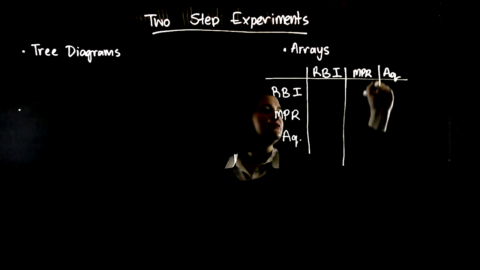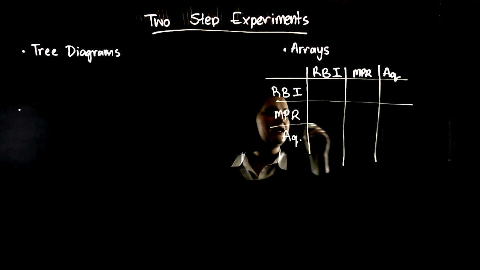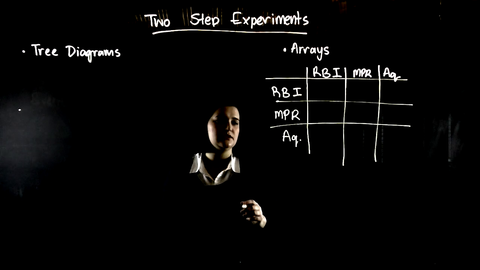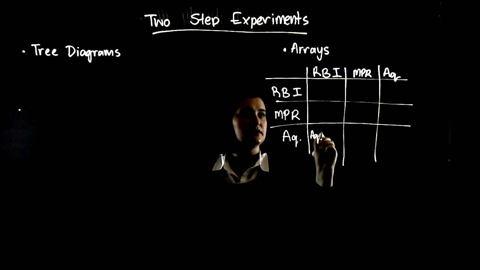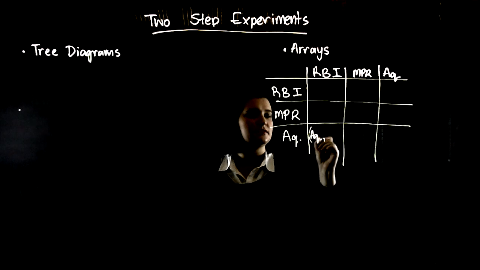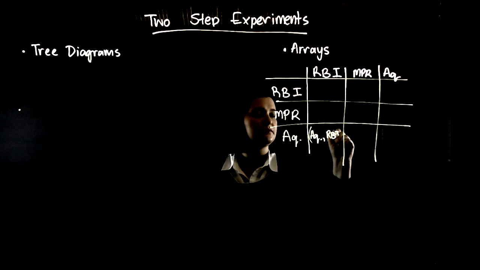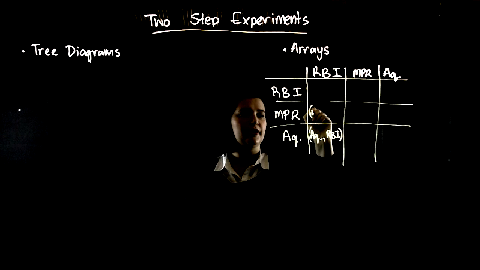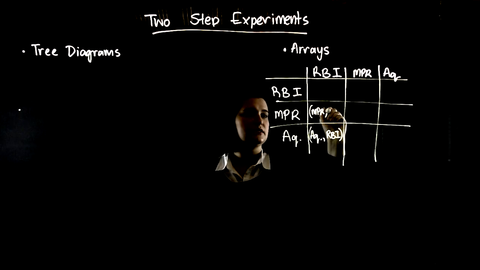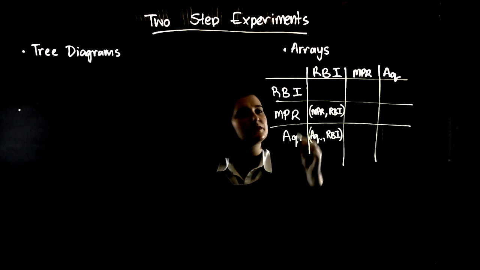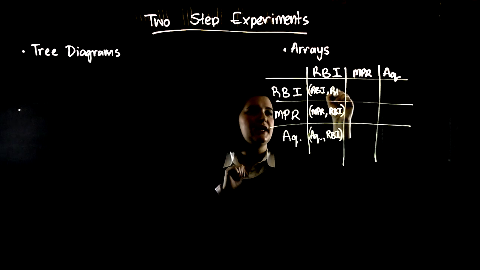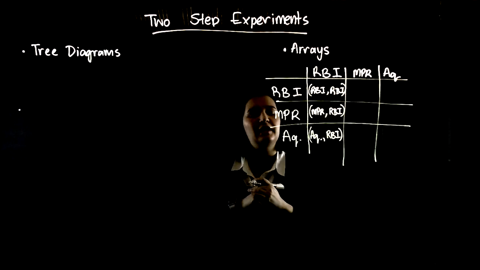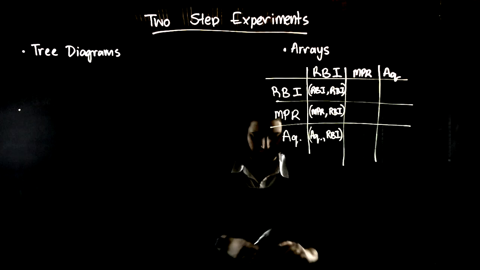So here I have 9 possible outcomes where this box represents seeing Aquaman first and then Ralph Breaks the Internet. Here I see Mary Poppins Returns. Alright, this box here says that I see Ralph Breaks the Internet the first time and then I see it again. And that would be an example of with replacement.